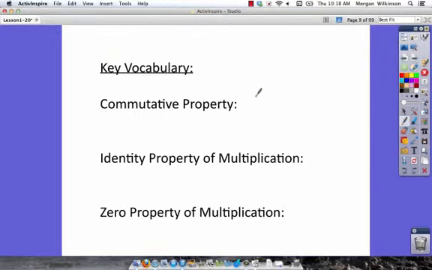Now we've got some key vocabulary today. Commutative property, we talked about that in lesson 1 for addition. We can also use that for multiplication. It's the same definition. Order does not matter.